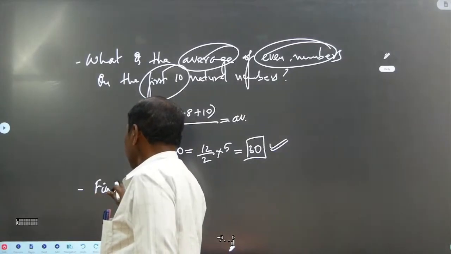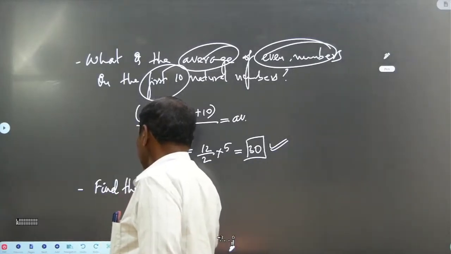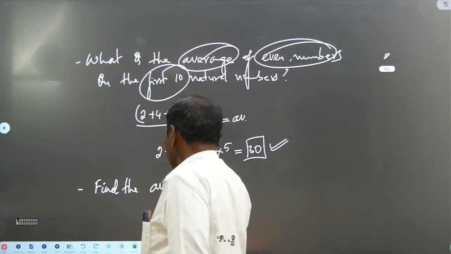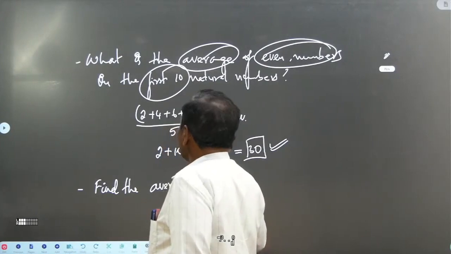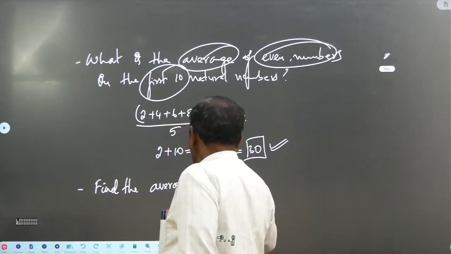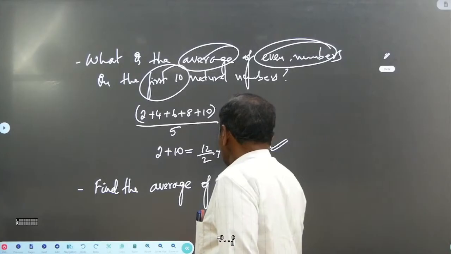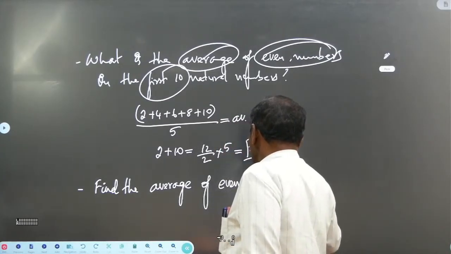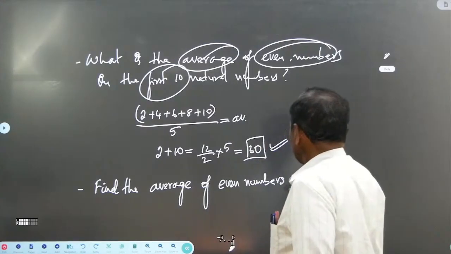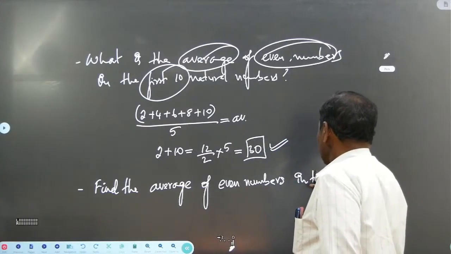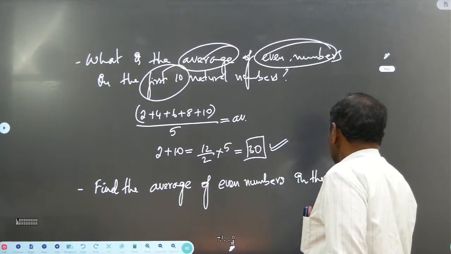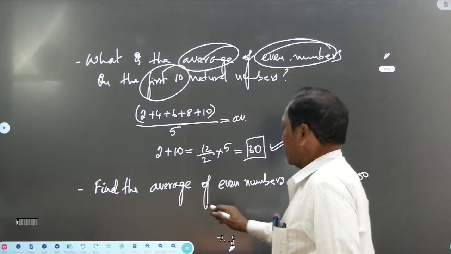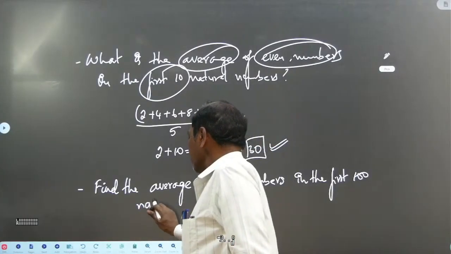Find the average of even numbers in the first 100 natural numbers.